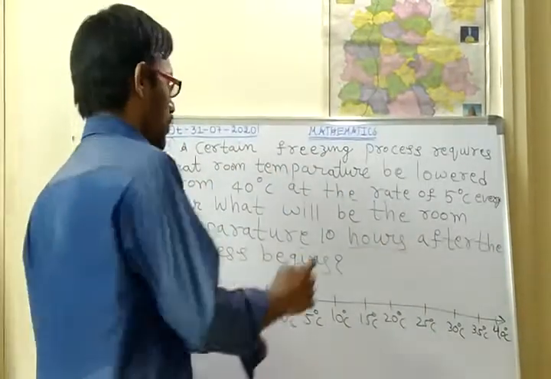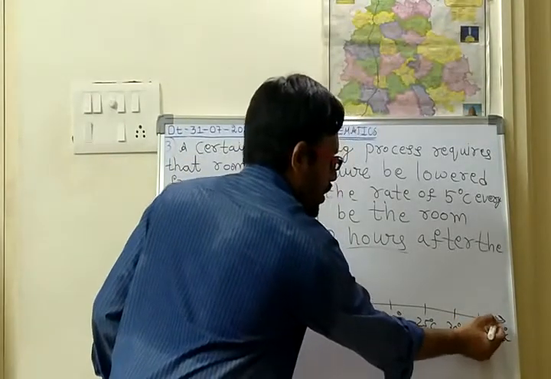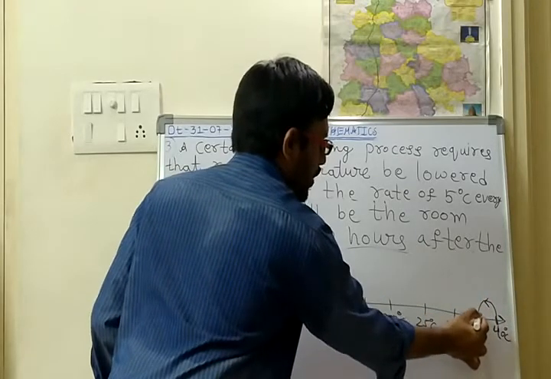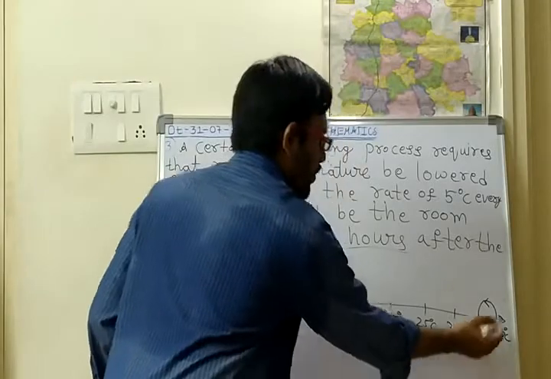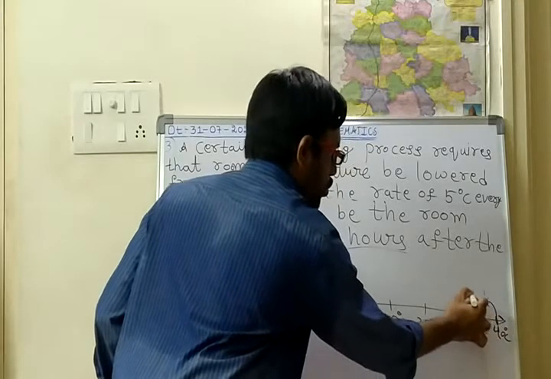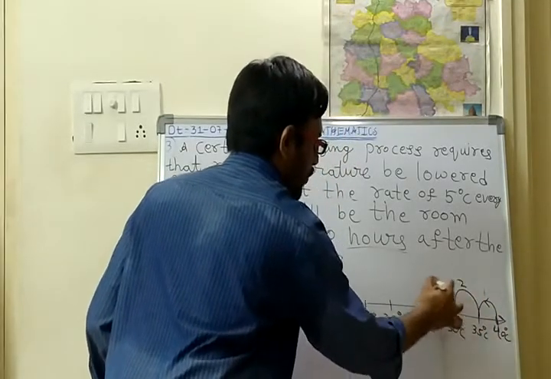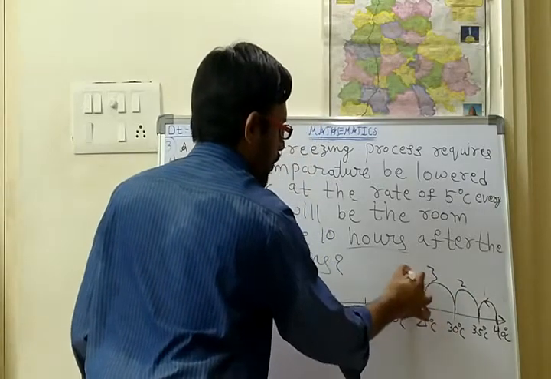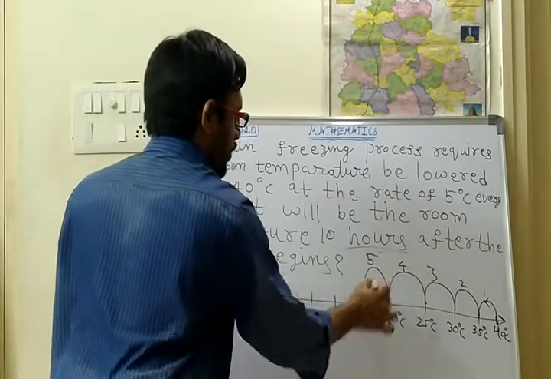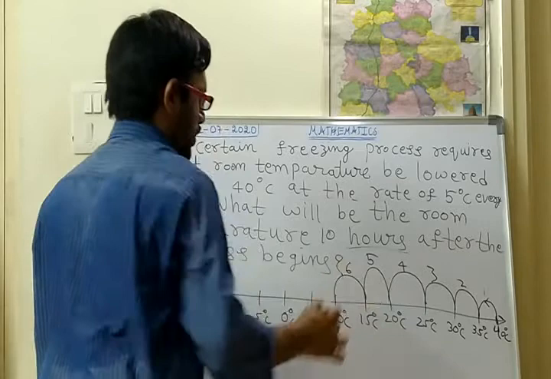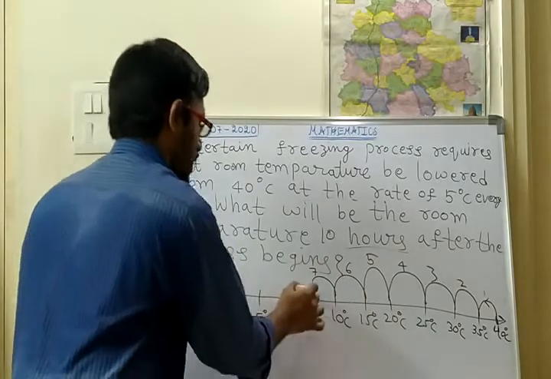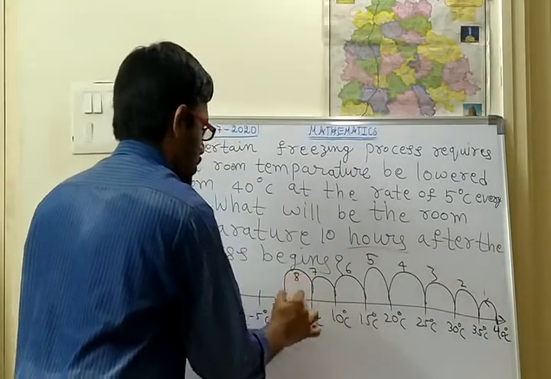For the first hour, starting from 40, I am moving to the left side. After 1 hour, 35 degrees centigrade, so 40 minus 35, the answer is 5 degrees. This is 1 hour. After 2 hours, 30 degrees. After 3 hours, 25 degrees. After 4 hours, 20 degrees. After 5 hours, 15 degrees. After 6 hours, 10 degrees centigrade. After 7 hours, 5 degrees centigrade. After 8 hours, 0 degrees centigrade.